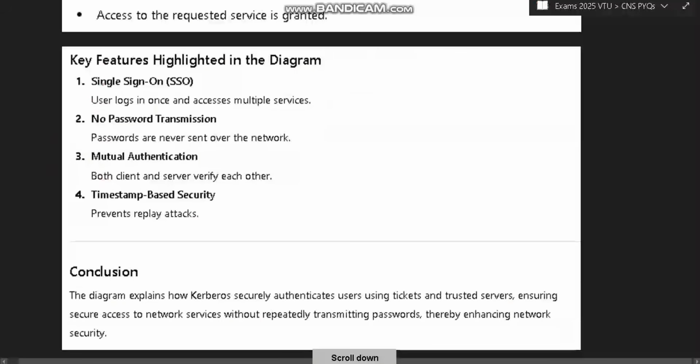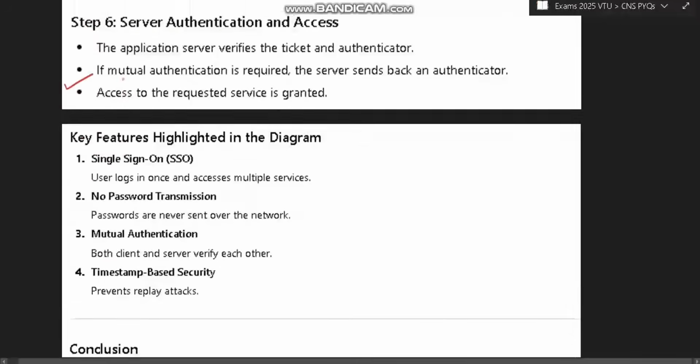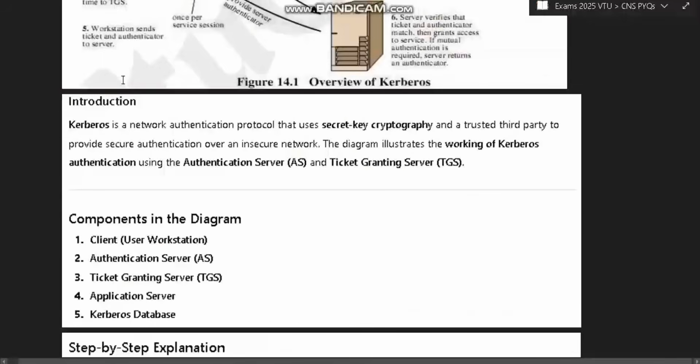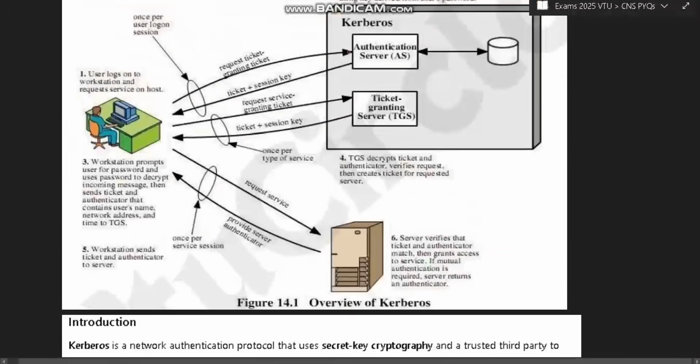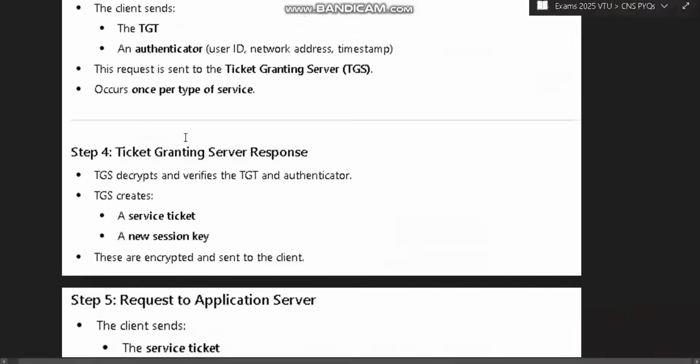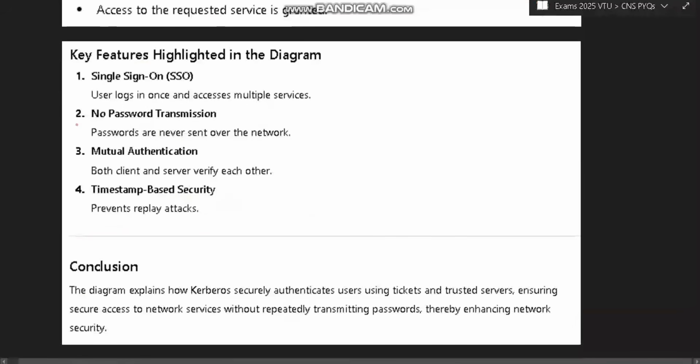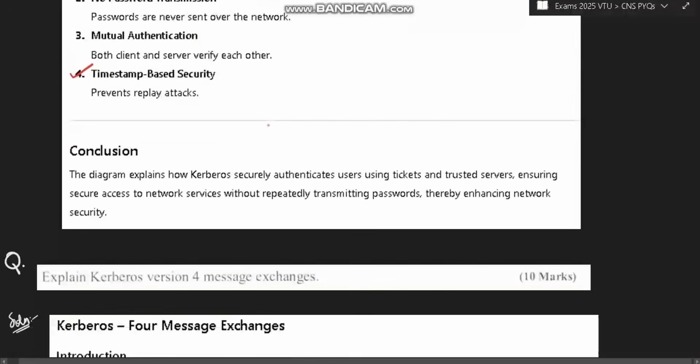Okay, and there are some key features, which are single sign-on. With single sign-on, both the things happen. See, if we look at the diagram here, within the single sign-on both of these things happen. The request and the response both come in a single login, once per login session. And there is no password transmission, you need not enter the password twice, and mutual authentication is present, both the client and server verify each other, and timestamp-based security is present. That is how Kerberos works.